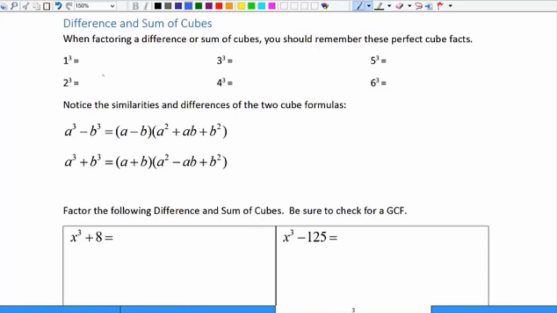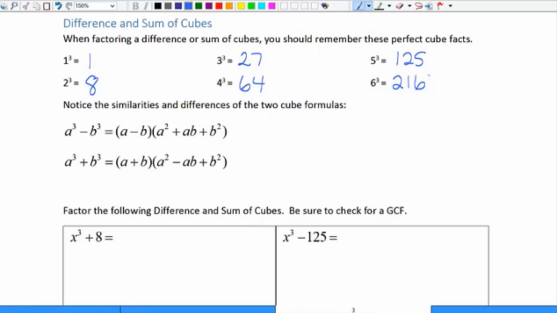1 cubed is 1 times 1 times 1, or 1. 2 cubed is 2 times 2 times 2, or 8. 3 cubed, 3 times 3 times 3, that's 27. 4 cubed is 64. 5 cubed is 125. And 6 cubed is 216. So these numbers get awfully large awfully quickly, so these are probably the only ones that will come up an awful lot in your problems.